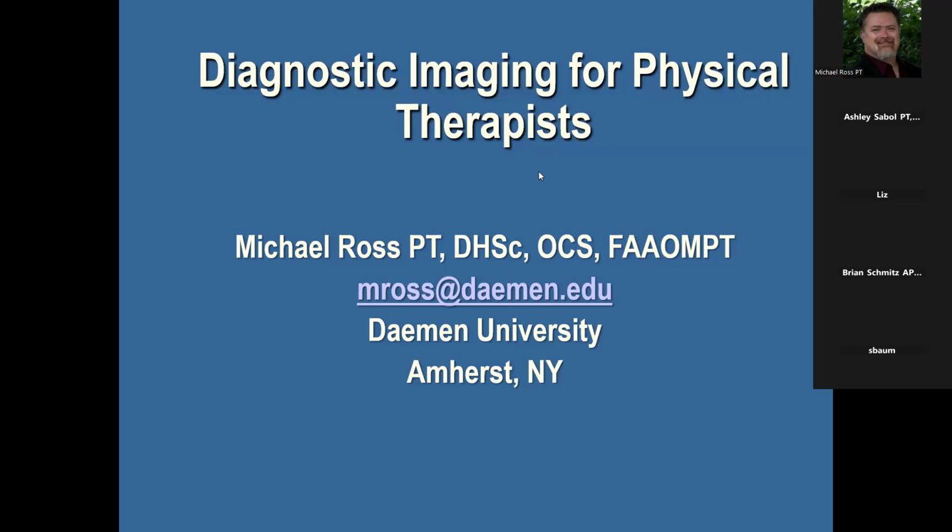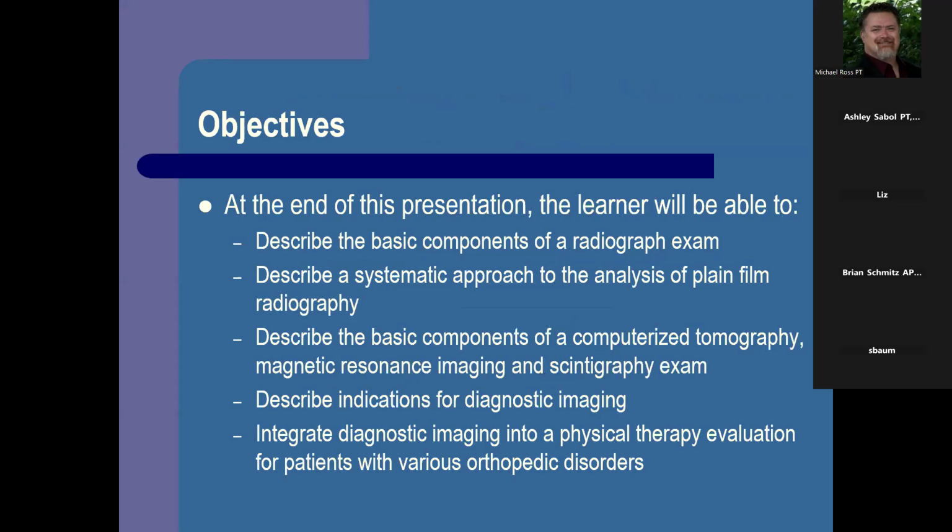Very good. Objectives for the presentation. This is probably a little more robust in terms of objectives, but I think today we'll talk mostly about the components of a radiographic exam, as well as the systematic approach to the analysis of plain film radiography, and why that's important. We probably won't get to CT, MRI, and bone scans. The next step would be some of the more advanced imaging and the stuff behind that.